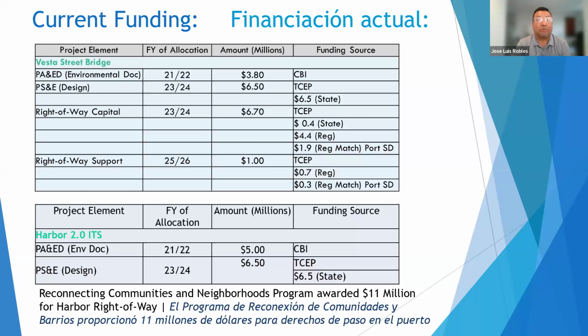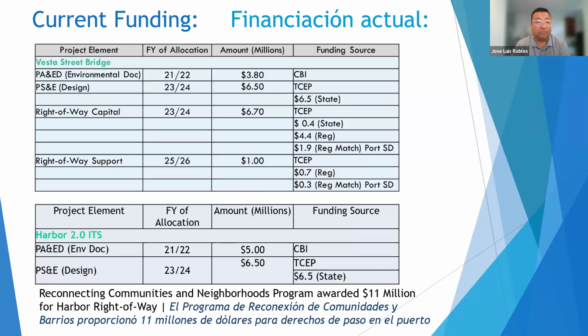Okay. No more questions from Keith? Okay. So the current funding. The project has been funded all the way to design and right of way. This is the funding that we received for design. It was TCEP for design and right of way capital and right of way support. The amounts were 6.7 million for right of way capital, 6.5 for design, and 1 million for right of way support. The port provided us a regional match for that, and we are really appreciative of the port.